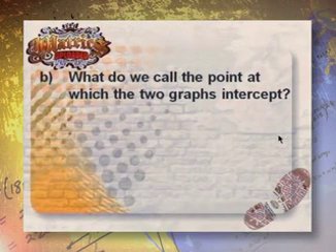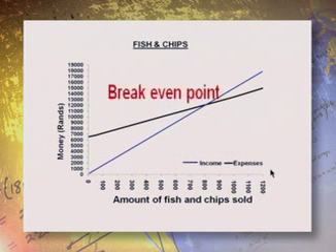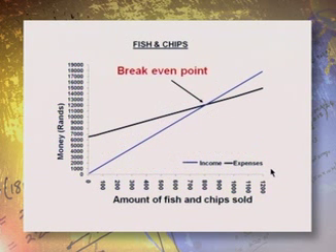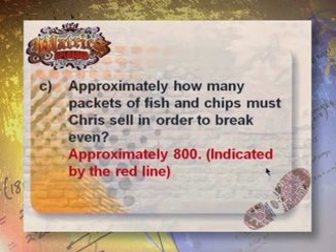What's the next question? What do we call the point at which the two graphs intersect? Well, that's called the break-even point. And there's the break-even point. Approximately how many packets of fish and chips must Chris sell in order to break even? Very easy. Approximately 800.